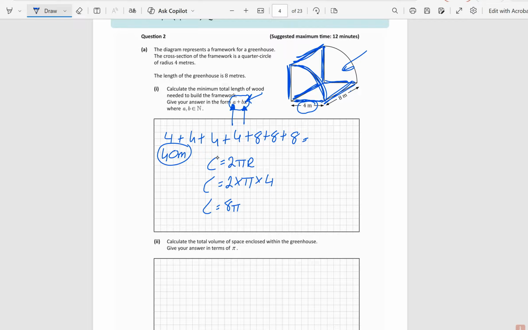But that's for the whole circumference, the whole way around. We're only looking for a quarter of it, so we divide by 4 and get 2 pi. But there's also another quarter here, so we multiply that by 2 and get 4 pi. So we have the 4 pi and we have the 40. So it's 40 plus 4 pi meters. I suppose we should put meters here as well. All right.